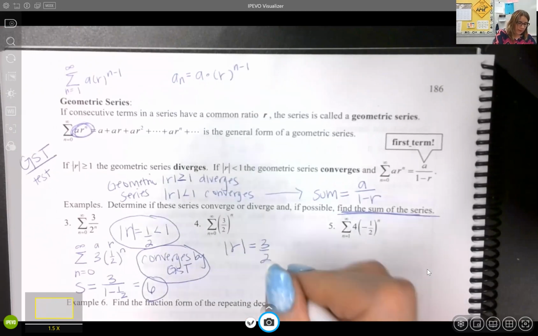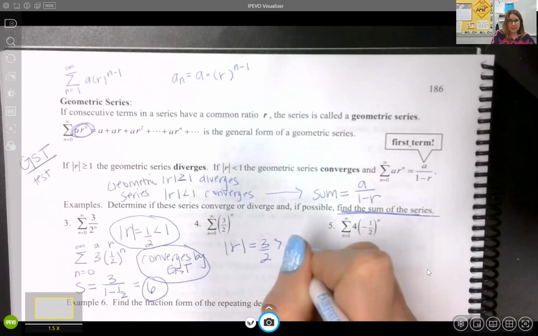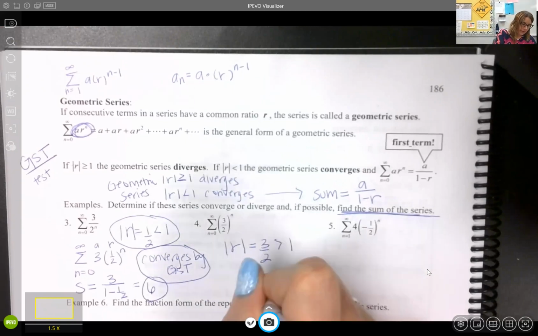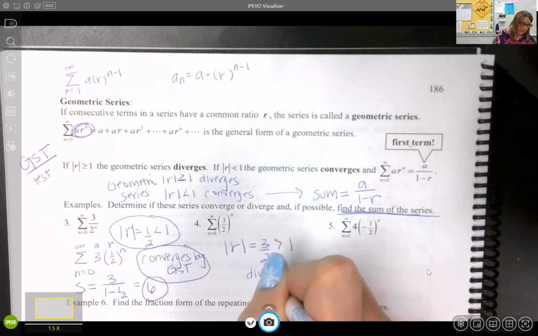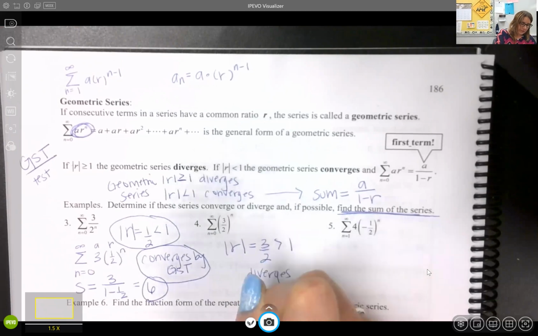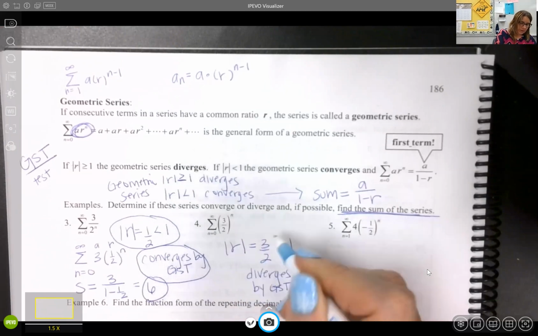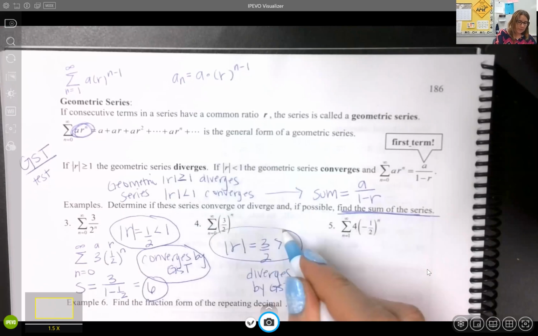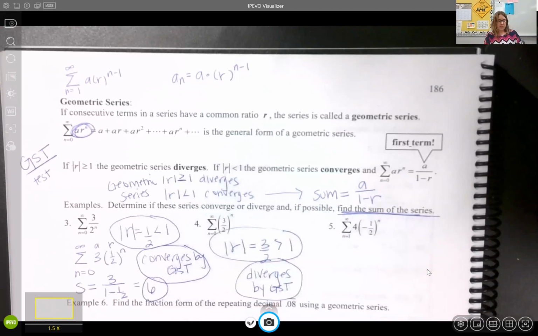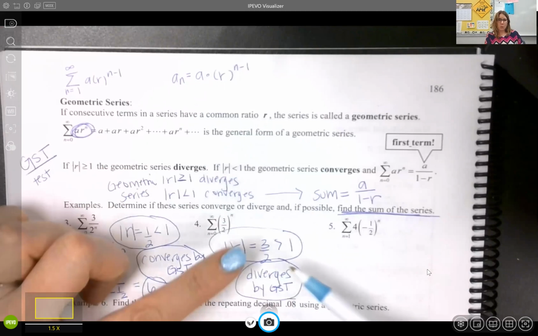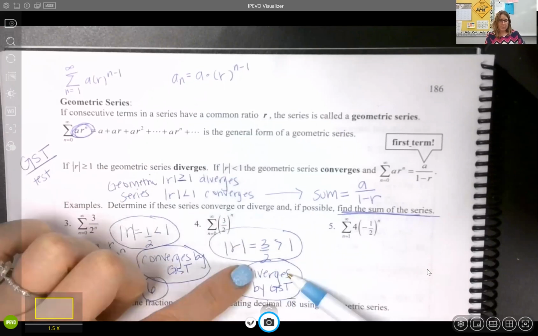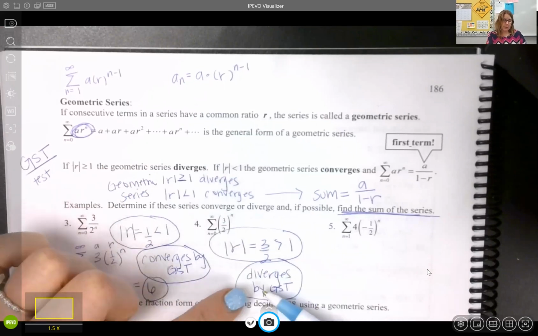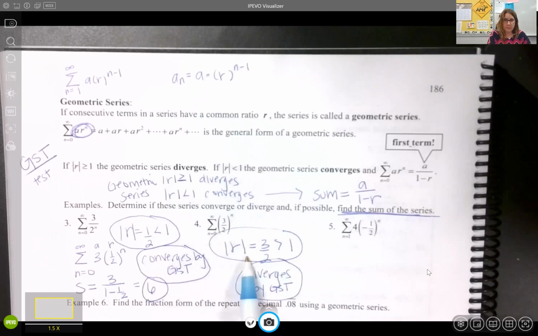Okay, this one, absolute value of r equals 3/2. Okay, 3/2 is greater than 1 because that's 1.5. So it diverges by GST. Here's my statement of why it happens, and here's what happens. So I'm never just going to say it diverges. I'm always going to say by. Diverges by, converges by. Okay, every single time we have to say that.